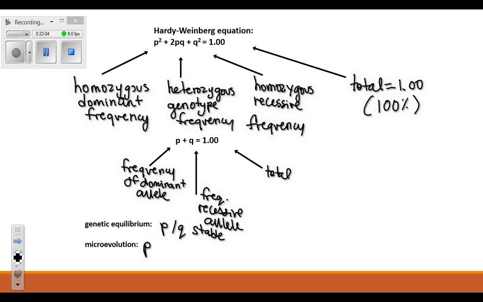Microevolution happens when P and Q change over generations. Notice how I didn't say evolution, I said microevolution, which means small changes in a population.